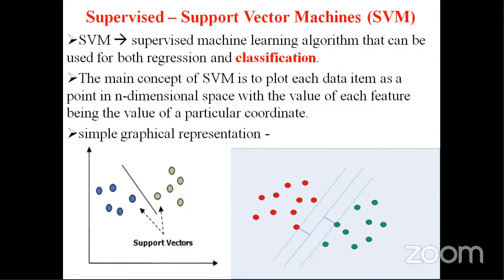So SVM, support vector machine, again it's a type of supervised machine learning algorithm, and mostly it is used for classification. It can be used for both classification and regression, but the most preferred use is classification. The main concept of SVM is to plot each data item as a point in n-dimensional space, with the value of each feature being the value of a particular coordinate.